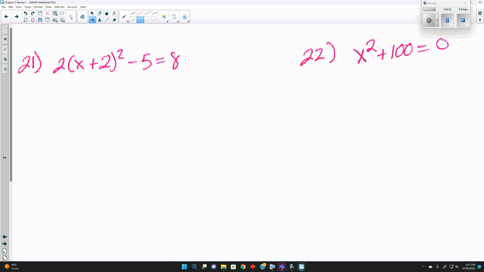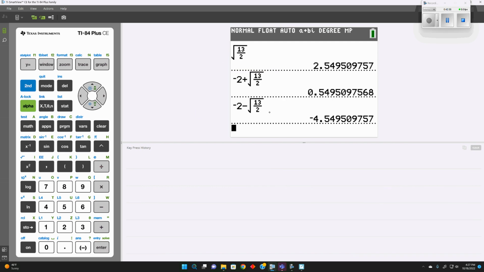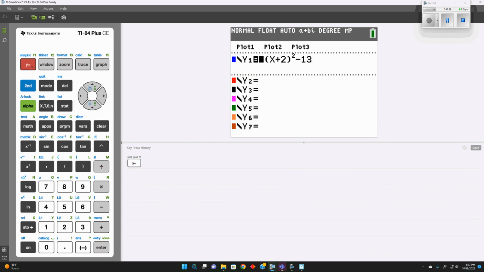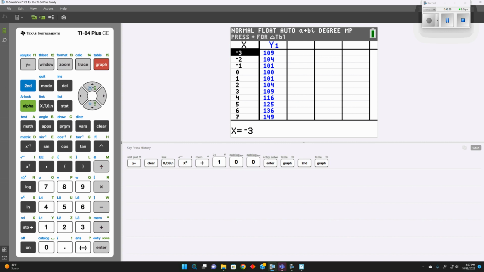The last one, x squared plus 100 equals 0. Now we can do the square root method because there's not a middle term. We can also graph it. And if we graph it, clear this out here so that, again, you can see the keystroke history. We can first type y equals. We'll clear that out. Now we have x squared plus 100. Enter. Graph. It doesn't cross the x-axis. If we look at the table, there is no place, unfortunately, that this does cross the x-axis.